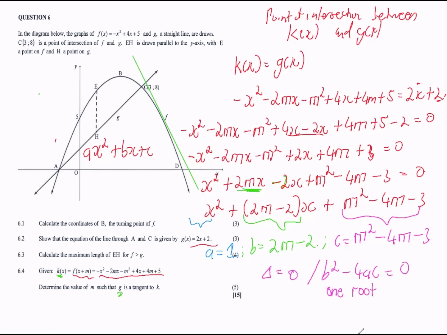One root. So, okay, that means this is what I'm going to do. Yeah, so this was a crazy 5 marks, guys. Crazy 5 marks. So this is what I'm going to do.